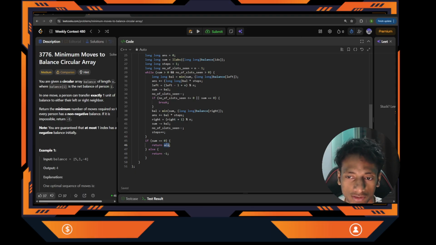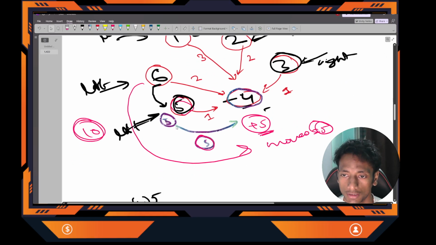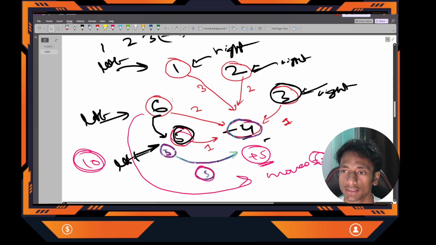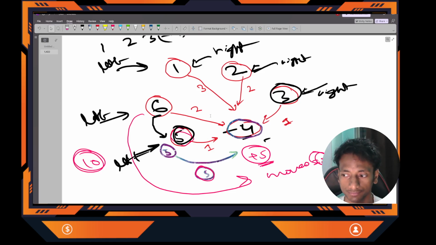That is why our answer here will be the minimum number of moves, because we will first try to take the amount present at the closest distance, right? 5 and 3 are present at distance 1, and then try to take 6 and 2, which are present at distance 2, and then try to take 1, which is present at distance 3. In this way, if I take it, it will take the minimum number of moves.